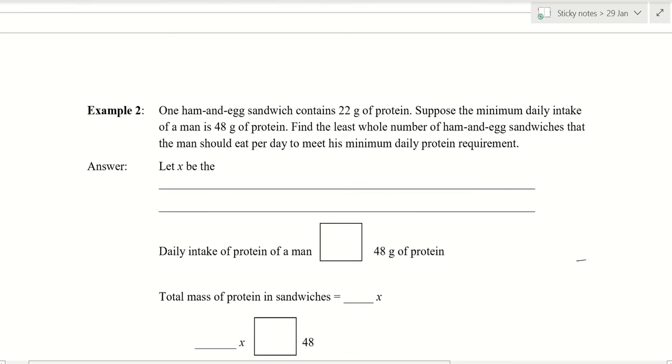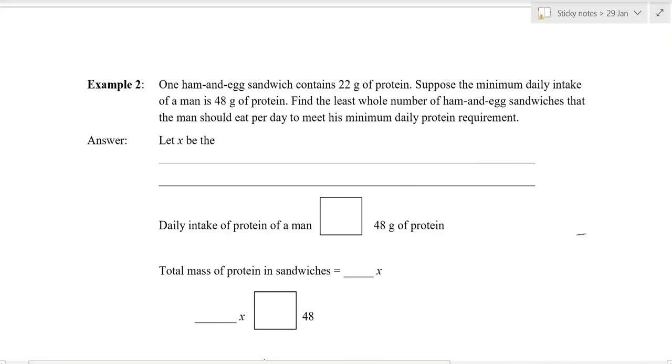Let's try another example. Now in this example, 1 ham and egg sandwich contains 22 grams of protein. The minimum daily intake of a man for protein is 48 grams. So find the least whole number of sandwiches that he should eat per day to meet his daily protein requirement. So it is very tempting for you to simply take 48 divided by 22, you get 2 point something, and therefore you conclude that he should eat at least 3 sandwiches. But again, we want to see you apply inequalities.